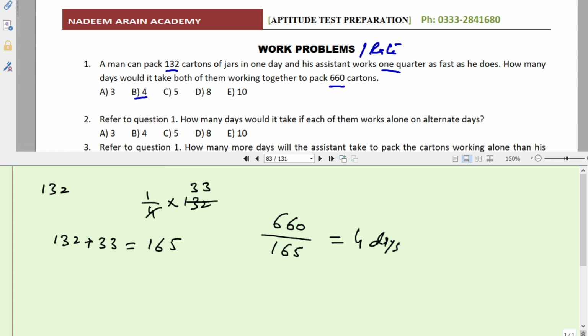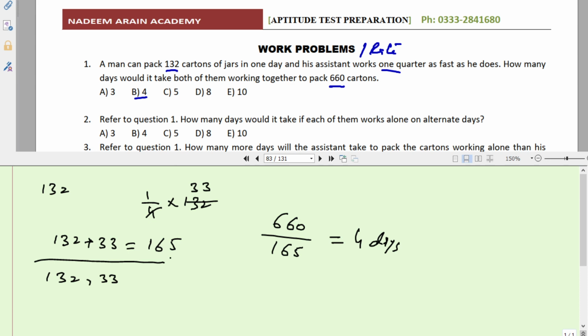Okay. The second question is related to the same question. It says, refer to question 1. How many days would it take if each of them works alone on alternate days? So now they are working alternately. One day this person will make 132 cartons, and then the other day this person will make 33 cartons.